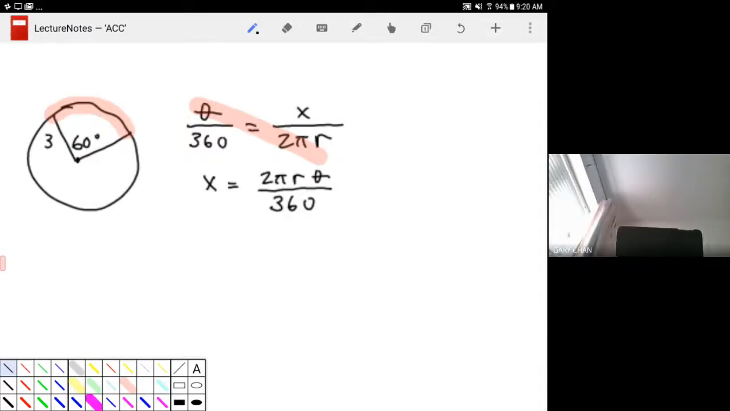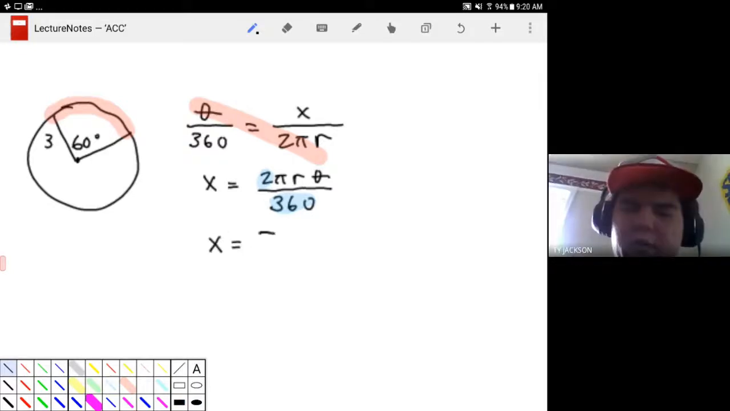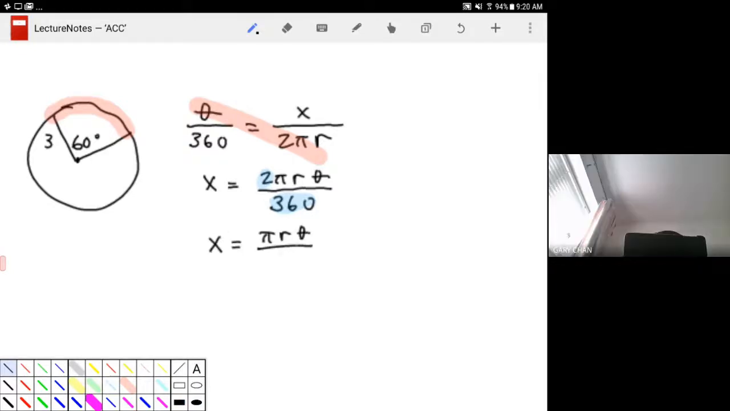Excellent. Now if you look at this, I see here I have 2 and I have 360, right? Is there a common factor between these two? Yeah, 2. It'll just be pi r theta over 180. That's it. I get pi r theta over 180. And if I take a look at this, I'm just going to do a little bit of rearranging.